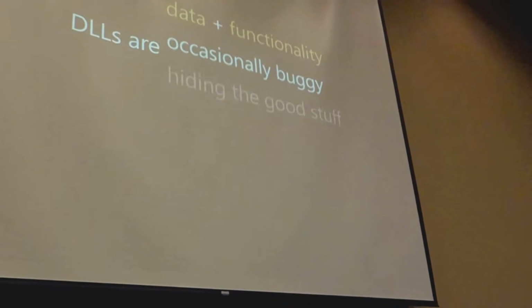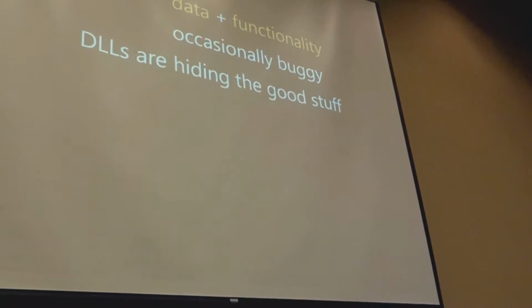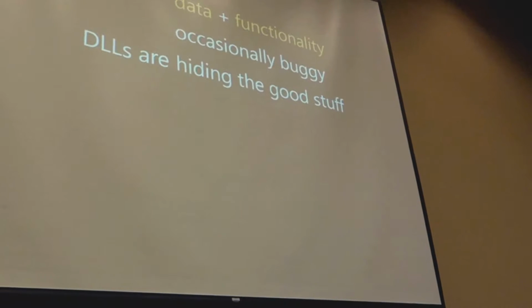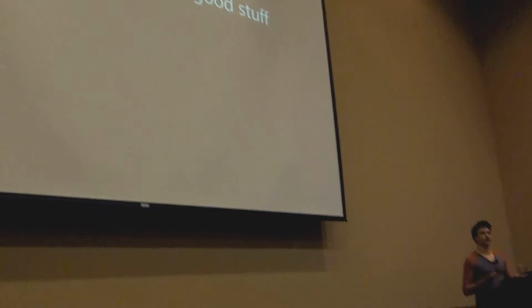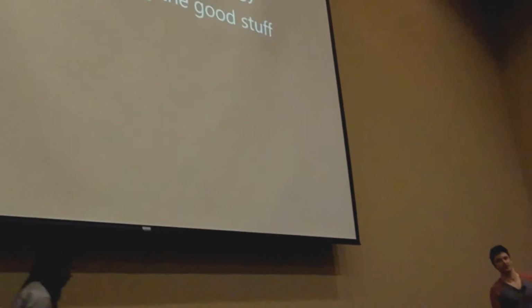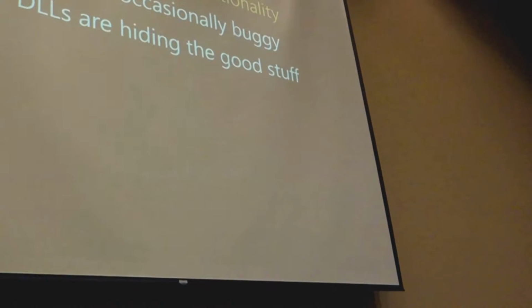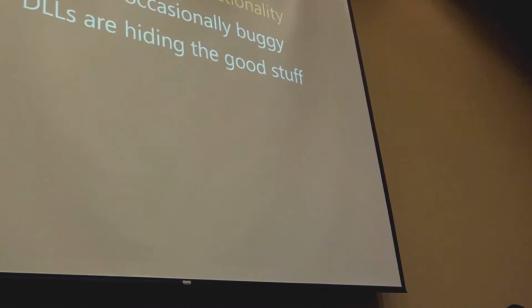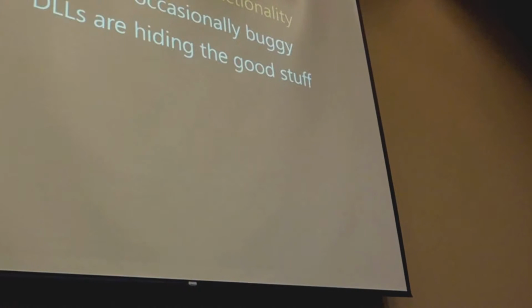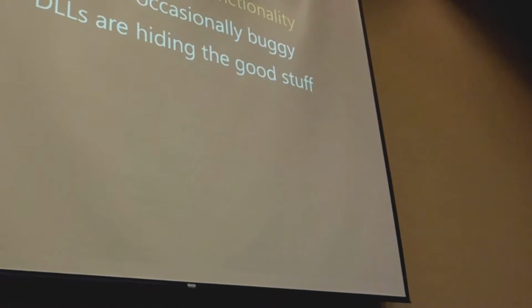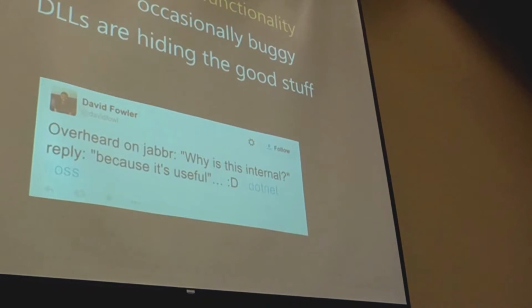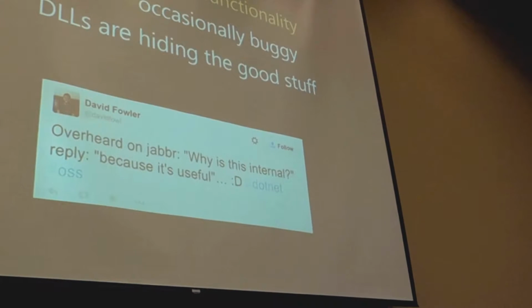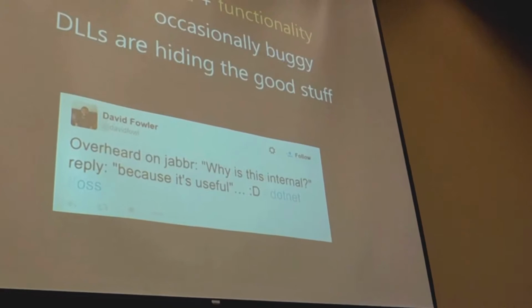Another problem with DLLs in general is sometimes they hide the good stuff. When you're working with these DLLs, you might be surprised to learn that that really awesome method you wanted is marked as internal, which means you can't get access to it, which is a huge pain in the butt when you know it would make your day a lot easier if it could just be public, and if only these people would make it public for you. That sentiment was echoed on Twitter recently by David Fowler, complaining that that's the case with a lot of these things.